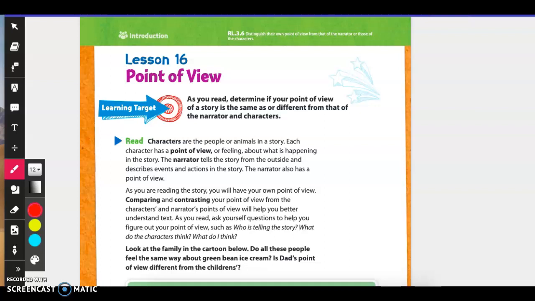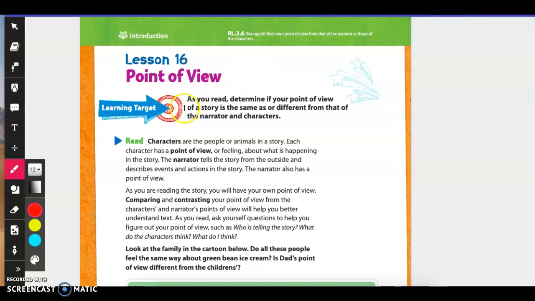Good morning, third graders. Today is Friday, May 1st, and we're going to begin a new lesson, which we have worked a lot with in the past, which is point of view. If you remember carefully, thinking back to when we were in school together, we talked about how the point of view is the person's opinion or how they think or how they feel about something.